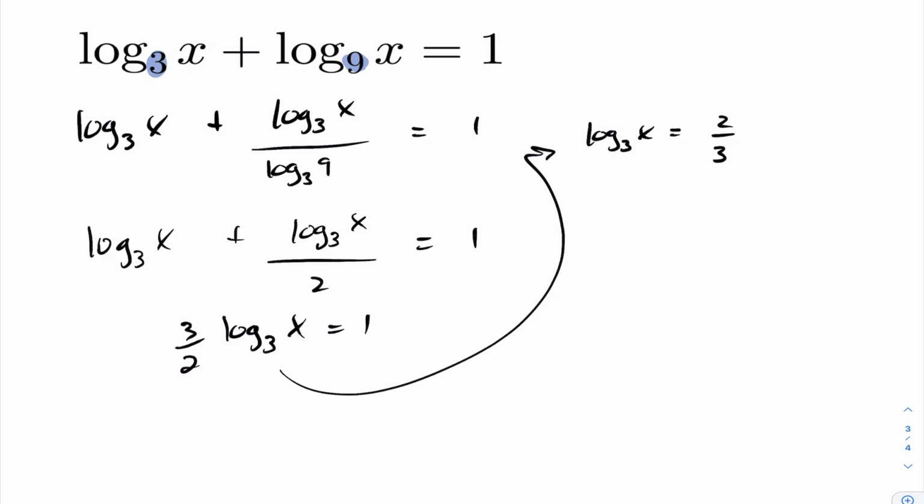Now we can go to exponential form, so 3 to the power of 2/3 is equal to x. Therefore, by doing a change of base formula, we can quickly find that the value of x that satisfies our equation is 3 to the power of 2/3. All right, that concludes today's lesson on change of base formula for logarithms. Thank you.